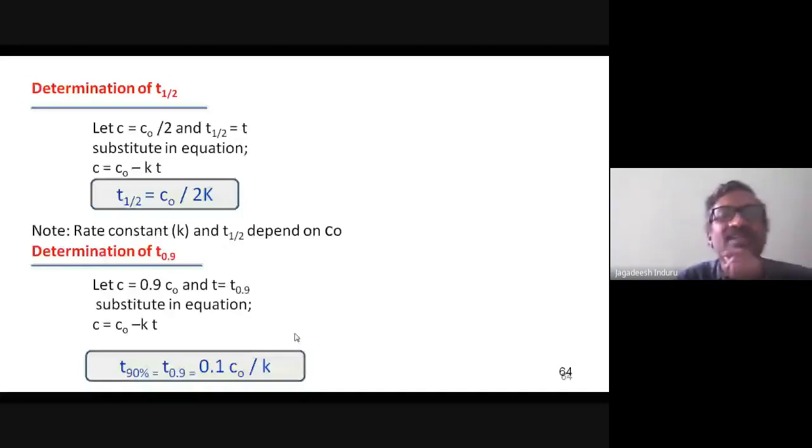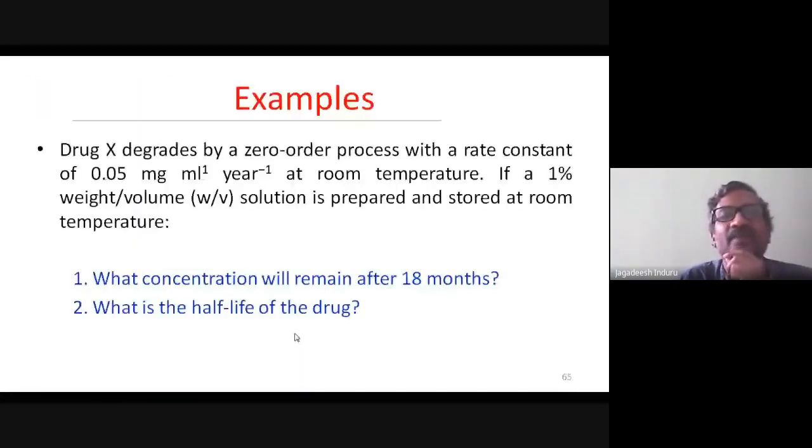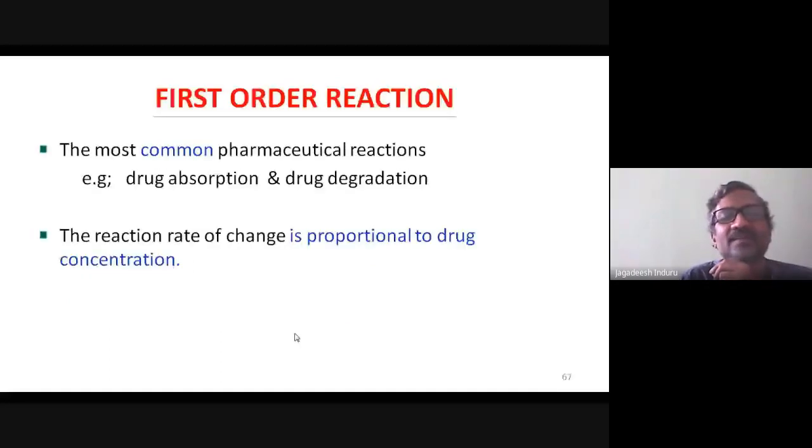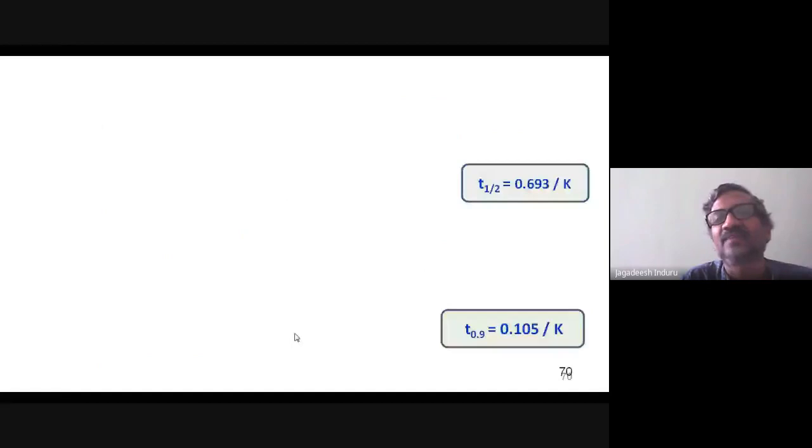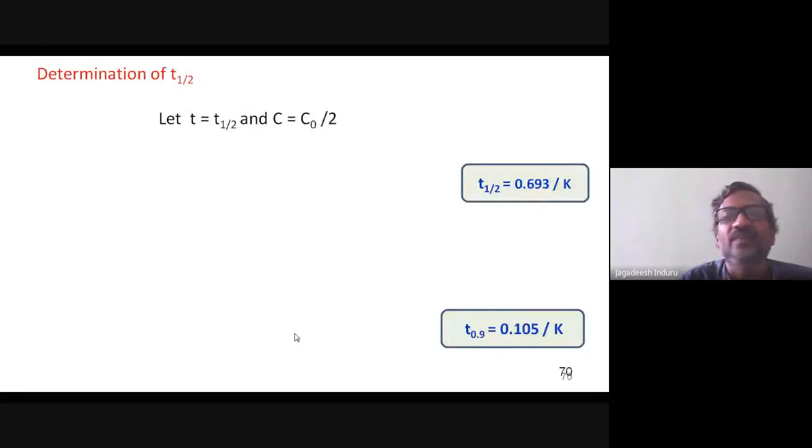In the first order, it is dependent on the concentration of any one drug. The equation is: log C is equal to log C0 minus Kt by 2.303, in the log with base 10. The above one is the natural log, and we are going to plot it and predict. Your half-life is 0.693 by K, that is the rate constant, and shelf life is 0.105 by K. This is actually what the first order is.